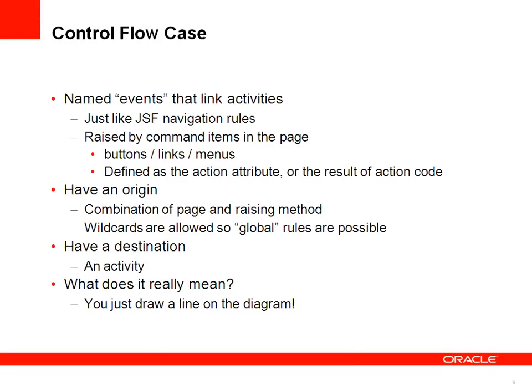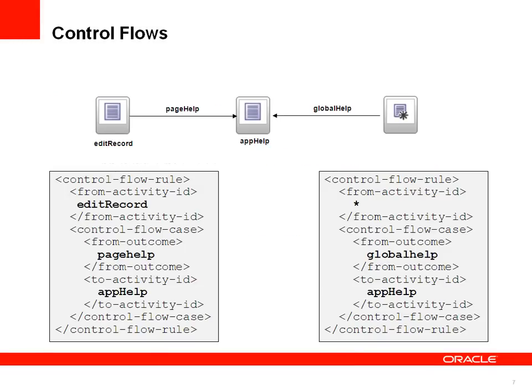And the way that you work with that is you just draw a line between the different activities in Oracle JDeveloper. Though everything ends up being XML markup, the design time is visual, and you just draw a line and you name the line. As you see on the left hand side, there's a page-specific navigation defined for the edit record page, and this navigation event is only available for this page. On the other side, if you look at the right hand side, there's a global navigation which starts with an asterisk. So the from activity ID is put on an asterisk, which means that no matter where in your application you are, whenever one of your command items returns global help as the event name, you end up in the application help.